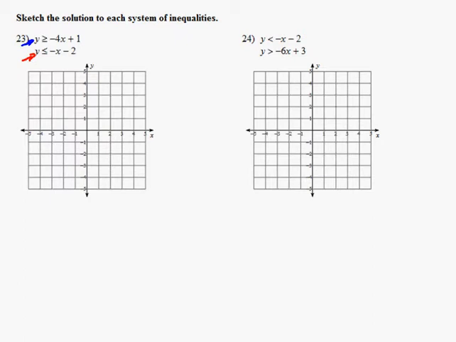So we're going to start with this blue one here. y is greater than or equal to negative 4x plus 1. This is our y-intercept, so that's where it crosses the y-axis. And from there, we're going to use our slope, which is negative 4. We can write it as negative 4 over 1 or 4 over negative 1. And so from there, we could go rise, which is negative 4, so we go down 4 and right 1, or we could have gone up 4 and left 1.